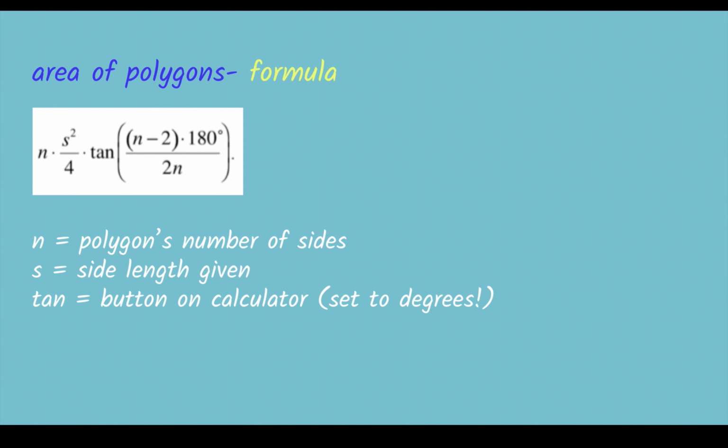Here is the formula to find the area of polygons. It's in the math resource guide, so I just took a screenshot of it. And it is n times s squared over 4 times tangent, open parentheses again, n minus 2, close parentheses, times 180 degrees over 2n, close parentheses. And in this equation, n equals the polygon's number of sides, and s equals the side length given.